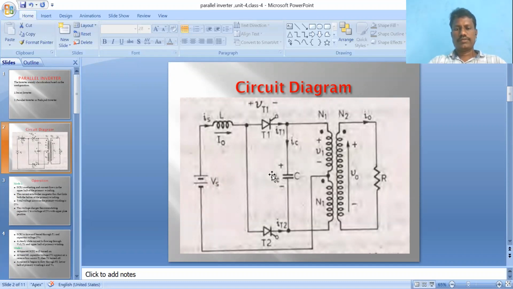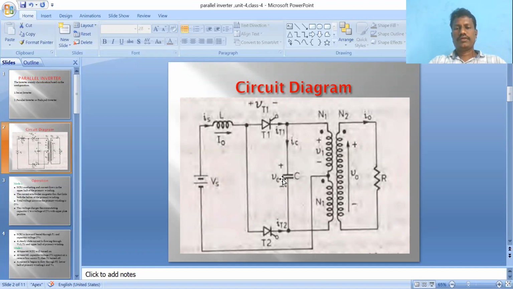There are two thyristors connected. The capacitor is connected across the primary. This capacitor is called the commutating capacitor. So in this parallel inverter, the commutation is complementary commutation.